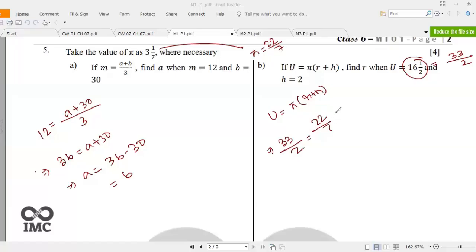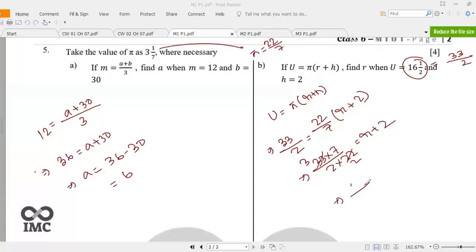22 by 7 into, what is the value of r? R is given, plus h is 2. Now do the cross multiplication. So 33 into 7 divided by 2 multiplied by 22 equal to r plus 2. After cancelling 33 and 22 by 11, we'll get 3 by 2.